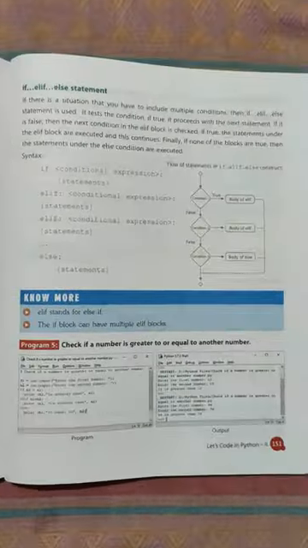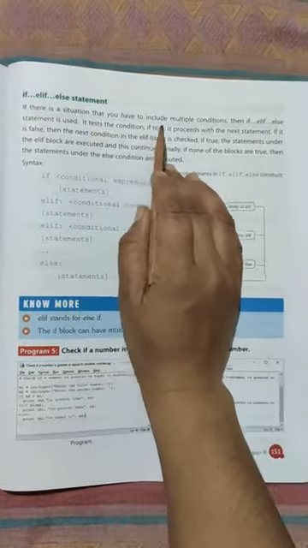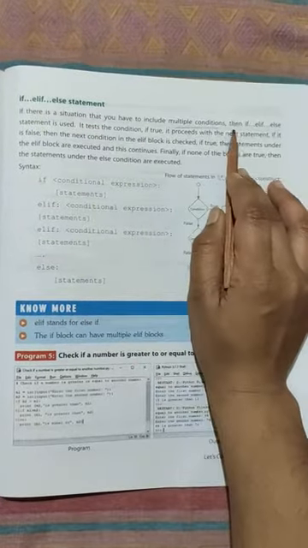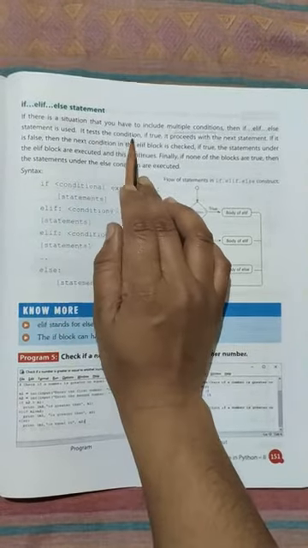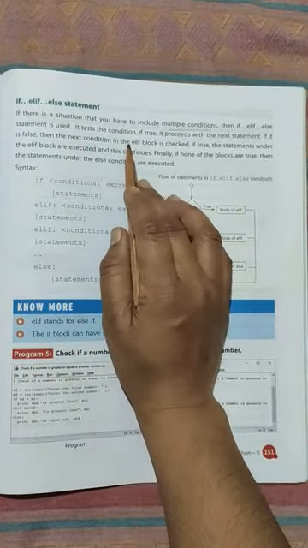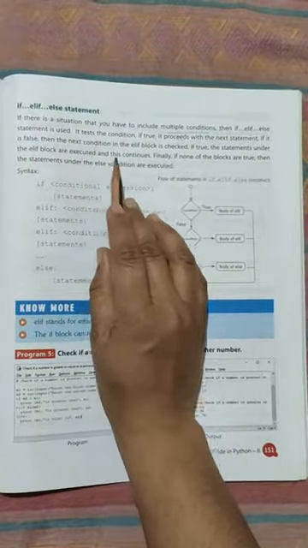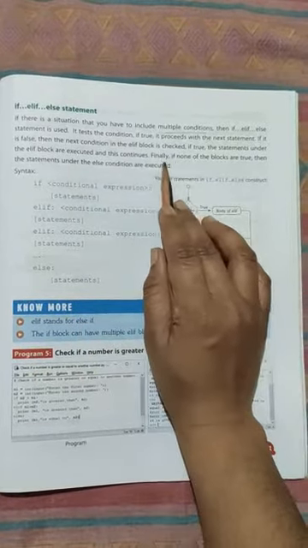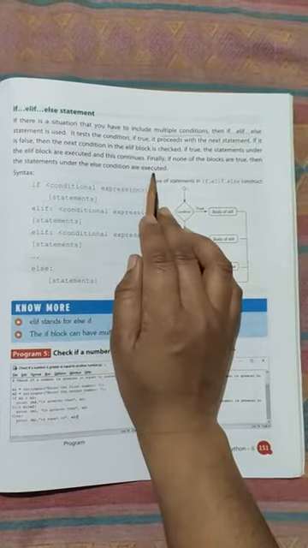Now the if elif else statement. If there is a situation where you have to include multiple conditions, then the if elif statement is used. It tests the condition. If true, it proceeds with the next statement. If it is false, then the next condition in the if block is checked. If true, the statement under that block is executed, and this continues. Finally, if none of the blocks are true, then the statement under the else condition is executed.